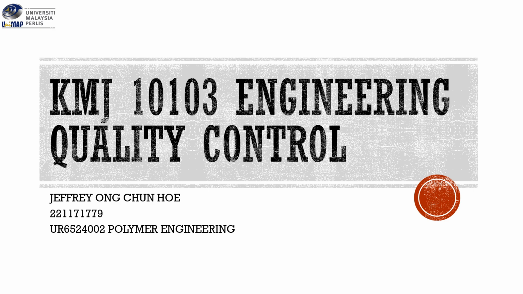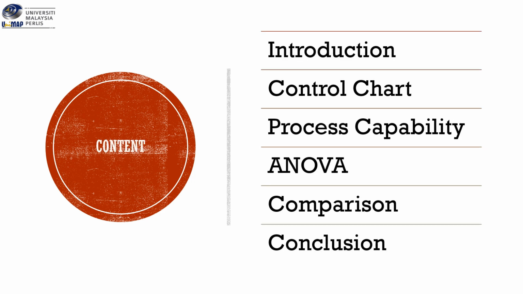Today I'm going to make a presentation for my engineering quality control assignment. In this presentation, there will be 6 sections including introduction, control charts, process capability charts, ANOVA, comparison, and conclusion.